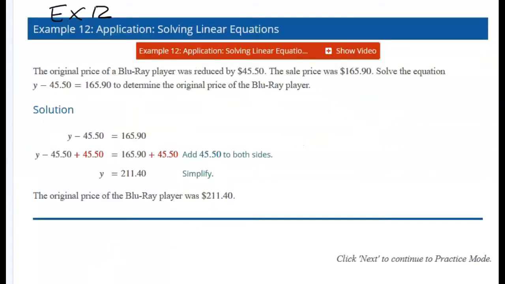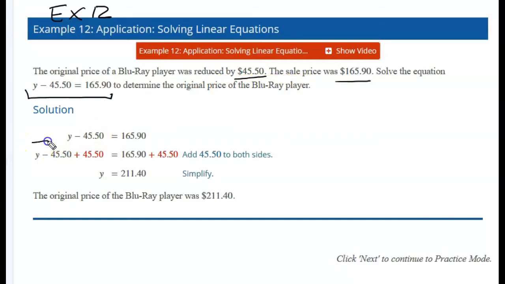Now we're almost finished. This is example 12. And let's read it together. The original price of a Blu-ray player was reduced by this much. The sales price was this. Solve the equation. They're now putting it in algebra form to determine the original price of the Blu-ray player.